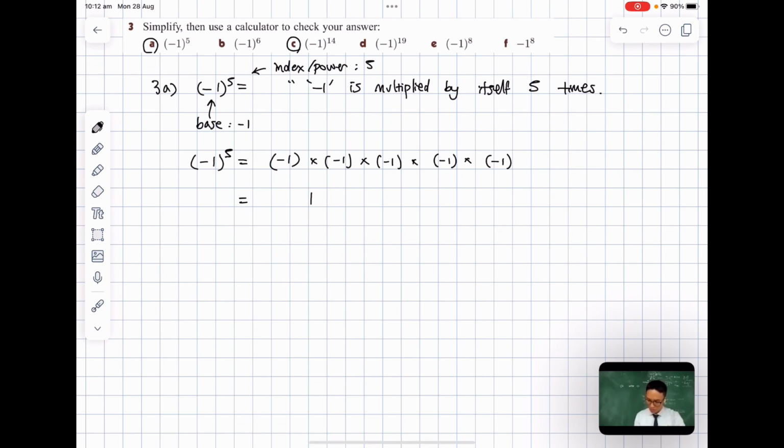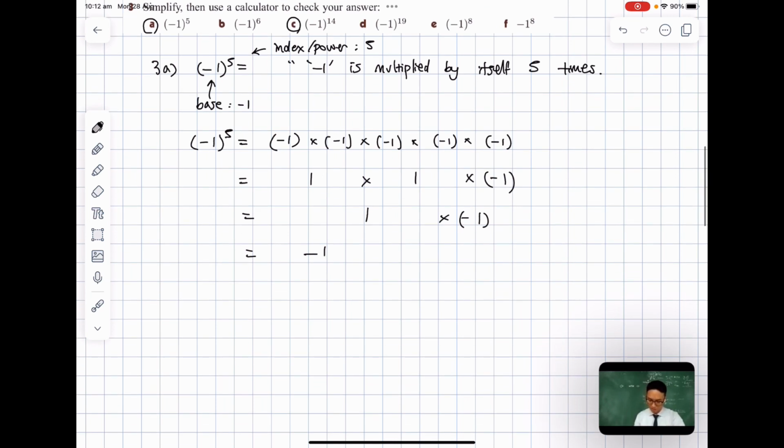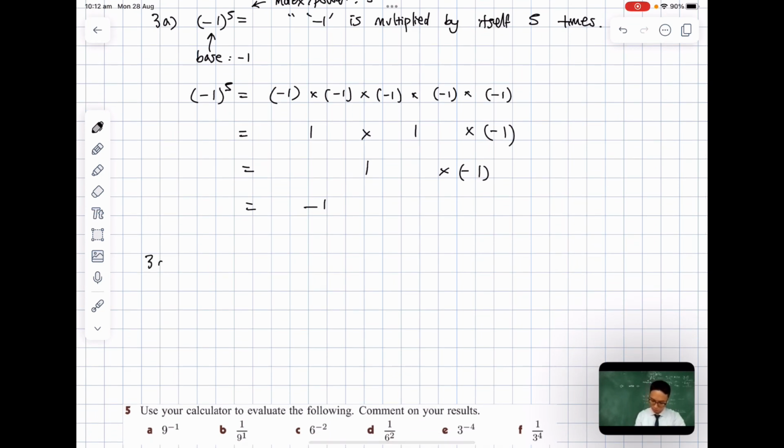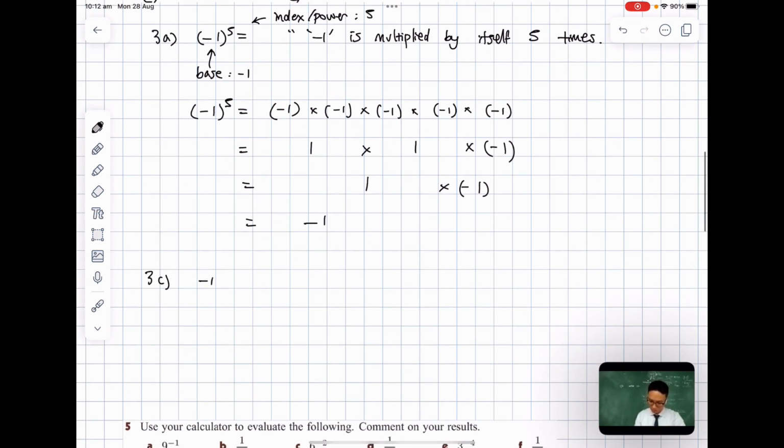Now I could do, alright, -1 times -1 is +1, and -1 times -1 is also +1, then we have -1 left. So 1 times -1 is -1. We can also use the calculator for this. Actually, I will do question 3c next, and then I will do the calculation. So -1 to the power of 14.